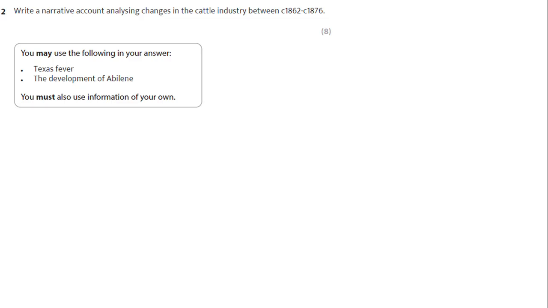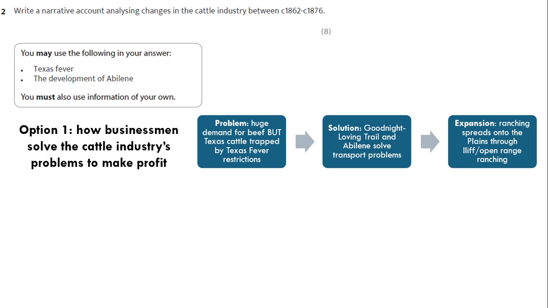Here's our question. Write a narrative account analysing changes in the cattle industry. You may use the following in your answer: Texas fever and the development of Abilene, but you must also use information of your own. I think there are 2 ways you can do this. Firstly, option 1. You can tell the story about how businessmen solve the cattle industry's problems to make profit. So you can divide your narrative into the problem, the solution, and the expansion.